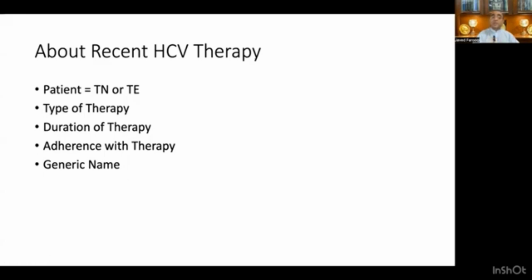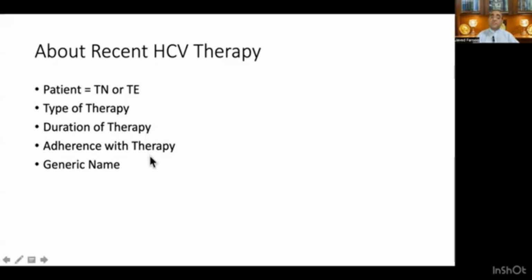This is very important. Sometimes we prescribe the patient antiviral treatment, the patient comes after 3 or 4 months and says, my PCR is not negative, it's still positive. And when we ask, either they have taken suboptimal dosage drugs, or they were not compliant with the therapy, or they just took the therapy for a month or so. So this is very, very important.